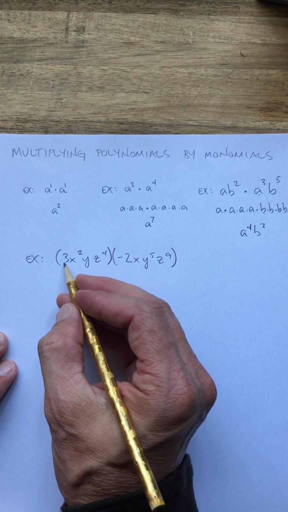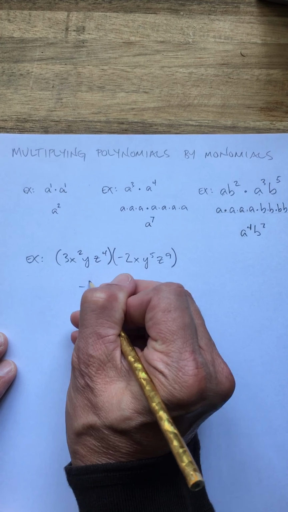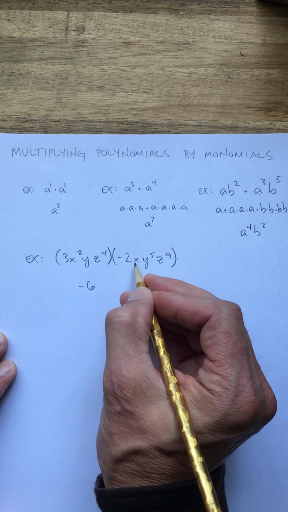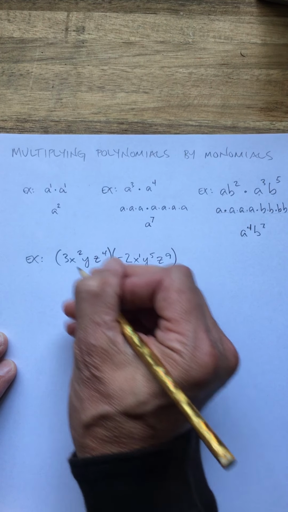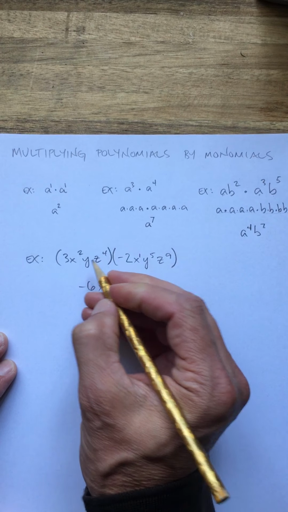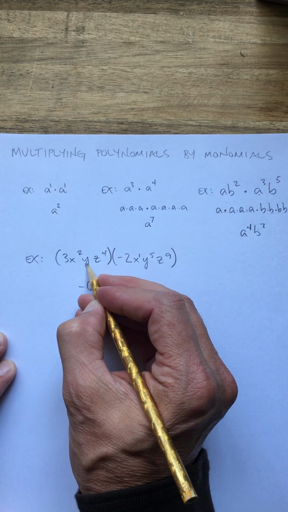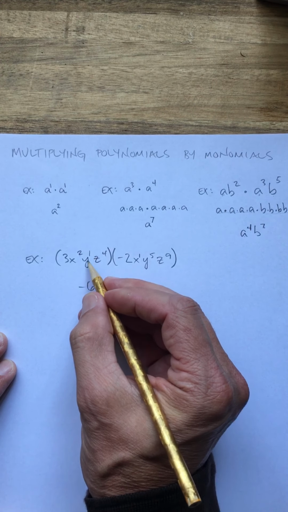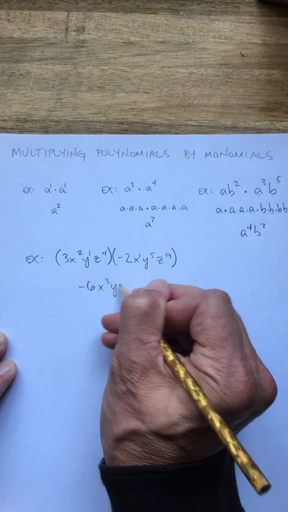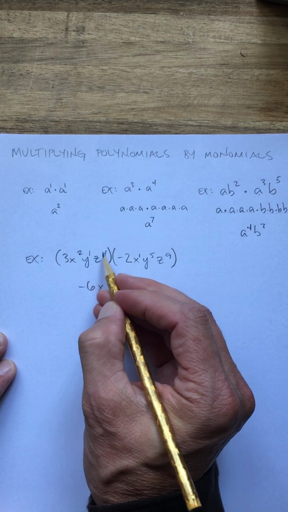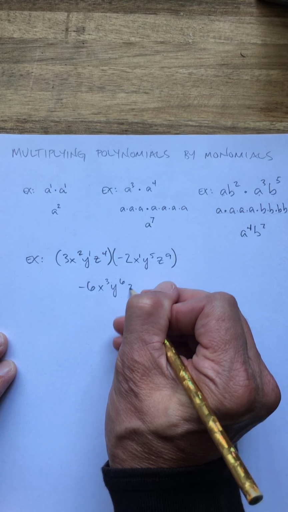All right, here we go. 3 times negative 2 is negative 6. Okay, x squared times x. Remember, that's an x to the 1st power. So a 2 plus a 1 is 3. So now we have x to the 3rd. We have a y. There's nothing there, so it's a 1. So we have a y to the 1st, y to the 5th. So add them. 1 and 5 is 6. So we have a y to the 6th. And here we have a z to the 4th and a z to the 9th. That's z to the 13th.